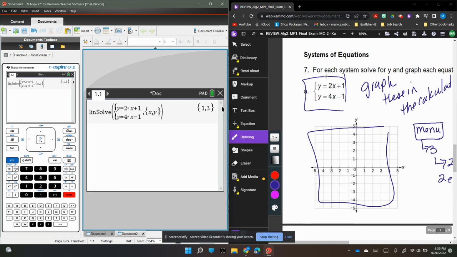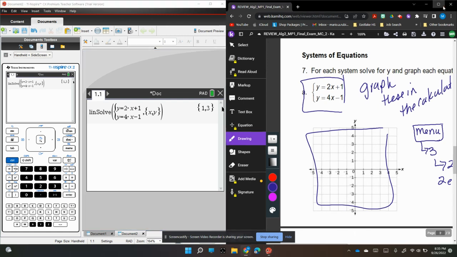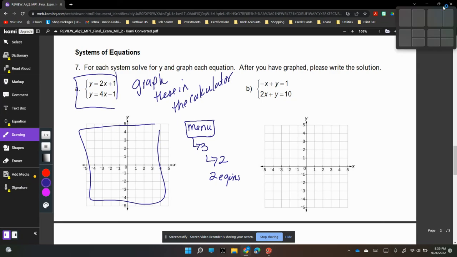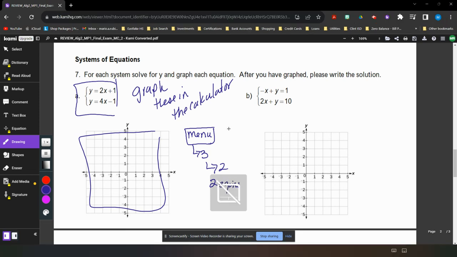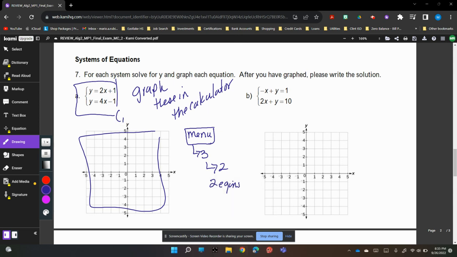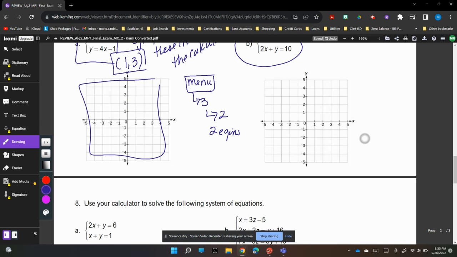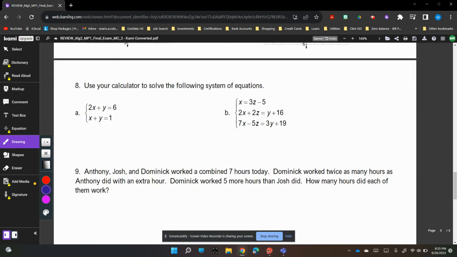1 comma 3 is the solution for these two. So that's going to look like this. The solutions for this are x is 1 and y is 3. Okay? And you would do the same exact thing for that one. These you'll do the same.